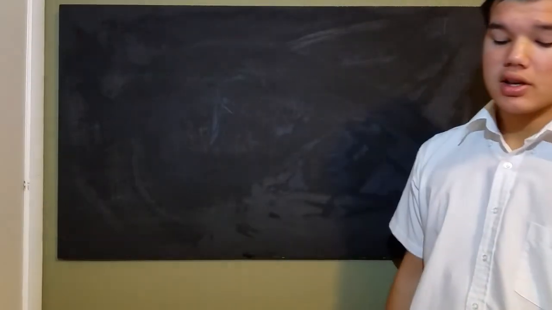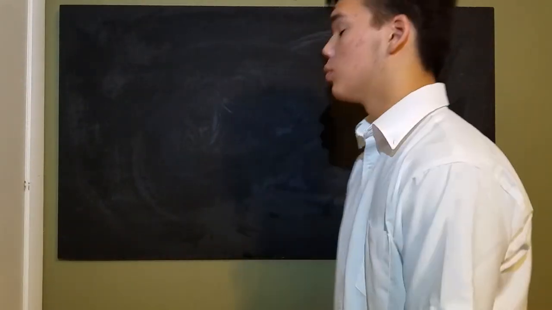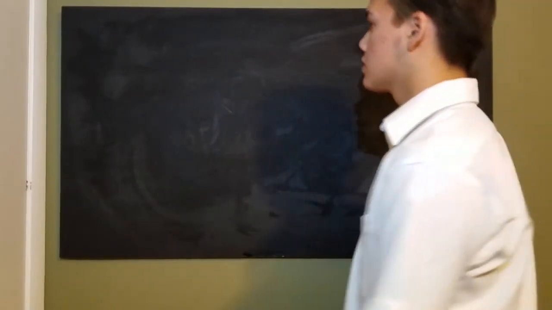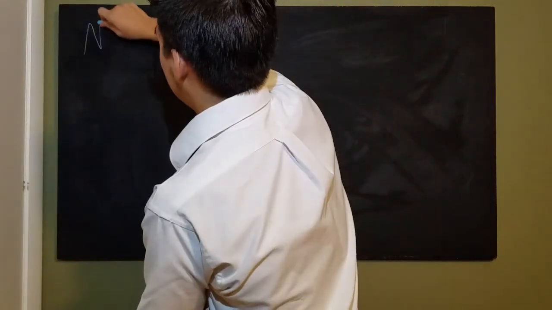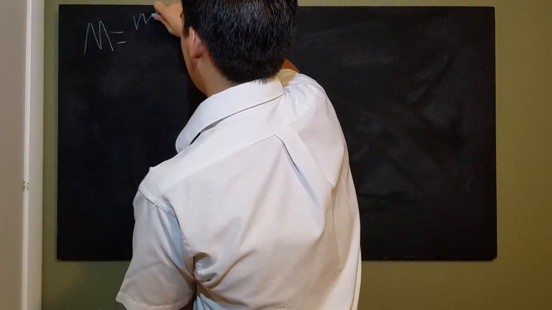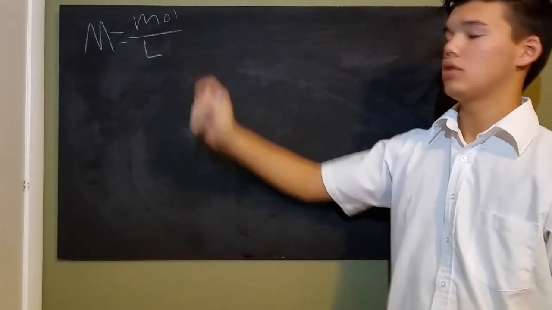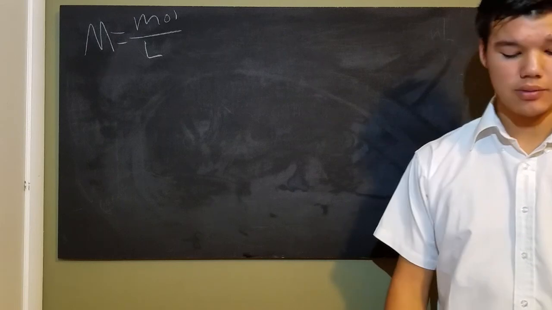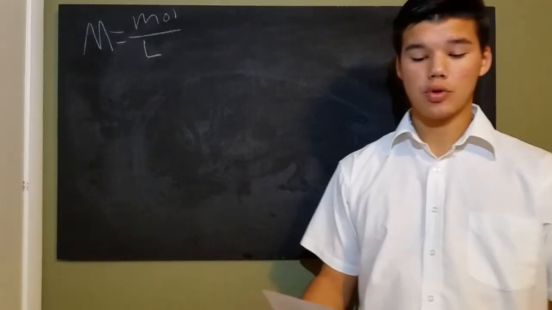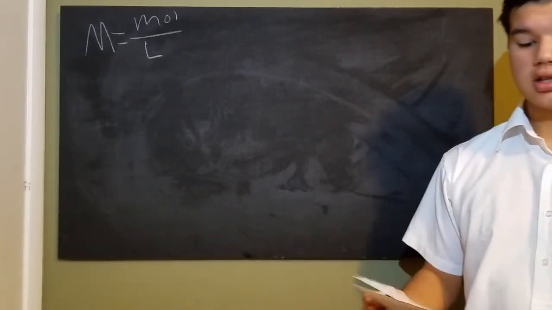Now, molarity is the number of moles in 1 liter of solution. So what does that look like as a formula? Molarity is the number of moles in 1 liter. That's the basic formula for molarity. Now, I'm going to work through a basic molarity problem so you can get the idea of how it works.